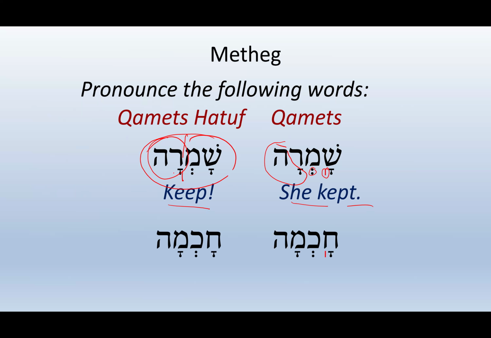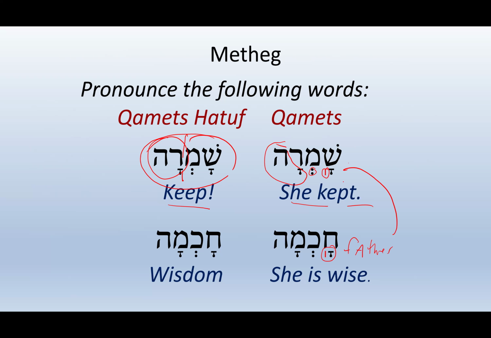Then we have kachama and kokma. Kokma is wisdom, and kachama is she is wise. So when it has the metheg, it's A as in father. Same way, both of these.